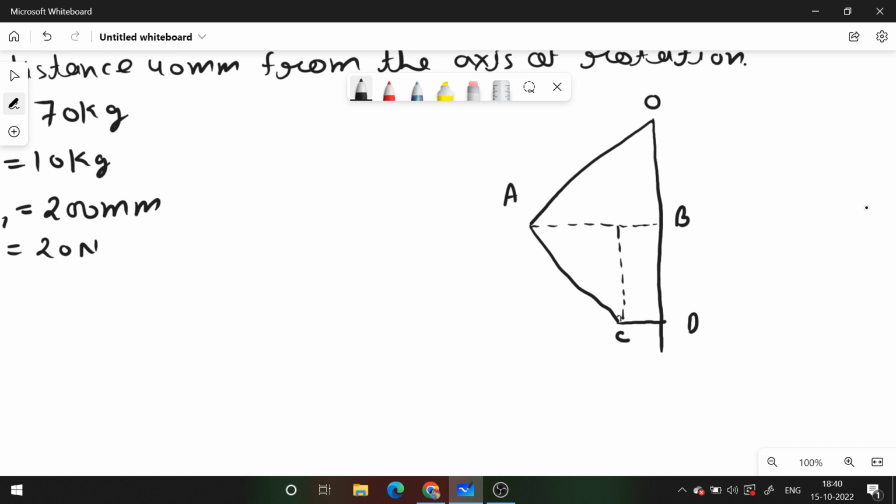Here, suppose this is the point E. The height of the governor is H. The length of the upper arm is 300 mm. Length of the lower arm is 300 mm. The distance from the axis of rotation is 40 mm. And radius of rotation is R. R is given 200 mm.